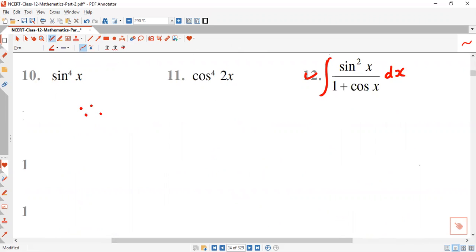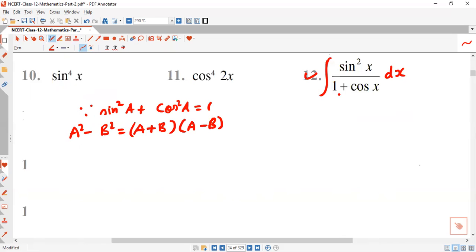Since we know sin square a plus cos square a equal to 1, we apply this formula. And second, we also use this formula, a square minus b square equal to a plus b, a minus b, in this question. So see, this question becomes what? Sin square x can be written as 1 minus cos square x.